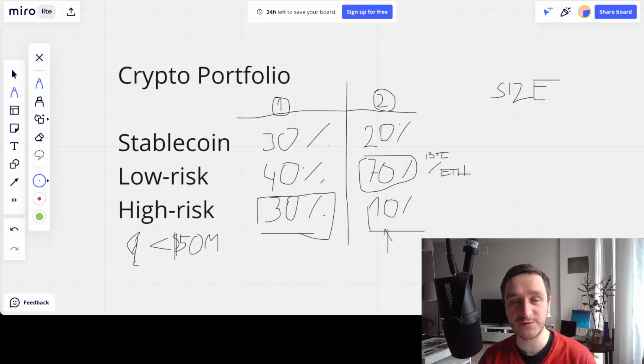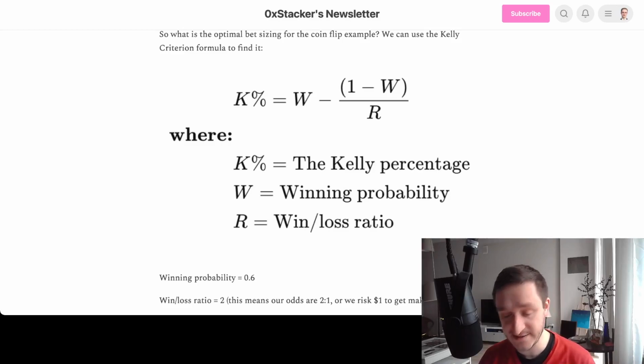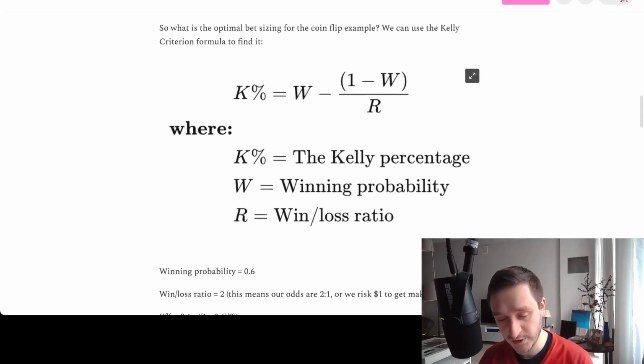Kelly's criterion allows you to basically say how much of your portfolio should go into particular positions and how much you should attach to that position to manage risk well. It's really well explained in a blog post from 0x Stacker. I will post the link down below. We'll go through that. Don't worry, it's a little bit of mathematics, but it's not that scary if you think about the example, and we're going to go through examples.